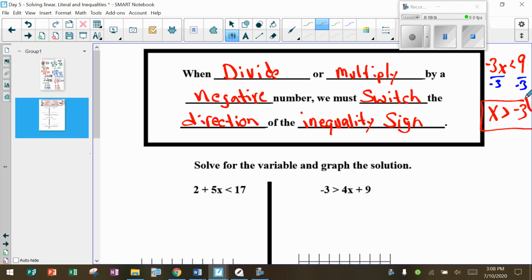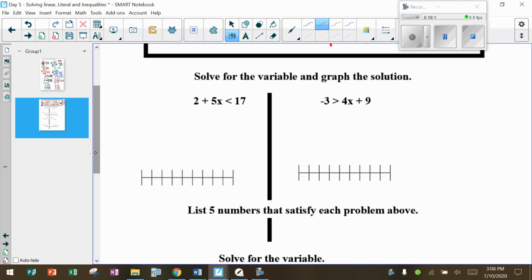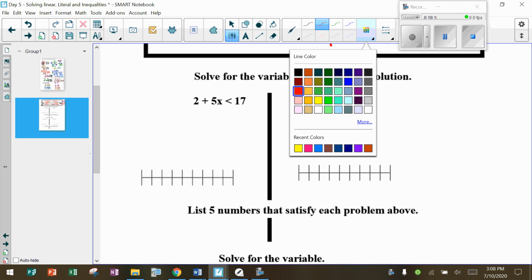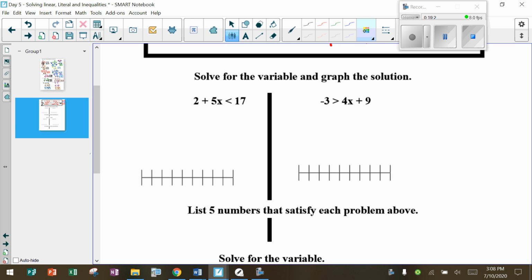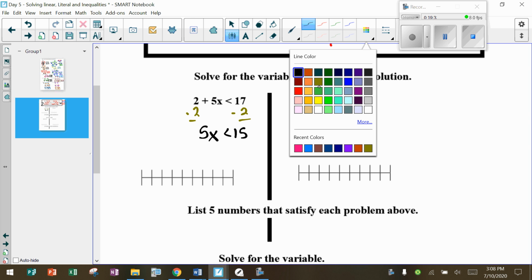So let's practice some inequalities, and we just have to be on the lookout for that rule. And if it pops up, we have to do it. If it doesn't pop up, then it's the same as the other page where it's just regular equation solving stuff. And then we can practice some graphs. So I would subtract 2 from both sides. Get 5x is less than 15. Then I would divide both sides by 5.